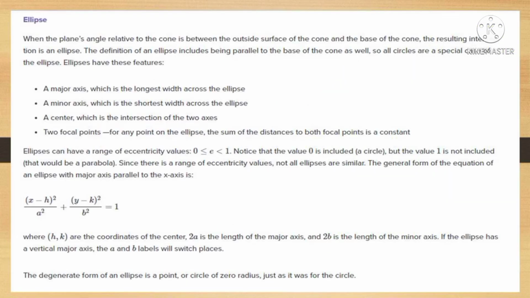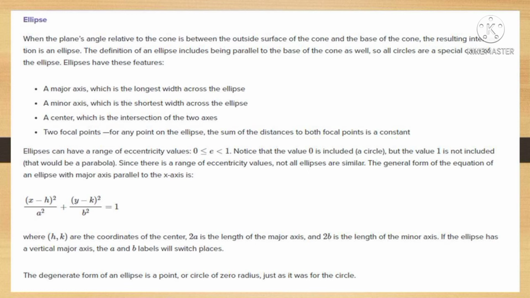When the plane's angle relative to the cone is between the outside surface of the cone and the base of the cone, the resulting intersection is an ellipse. The definition of an ellipse includes being parallel to the base of the cone as well, so all circles are a special case of the ellipse.